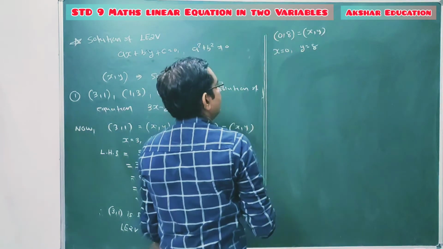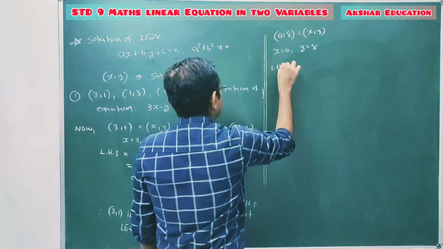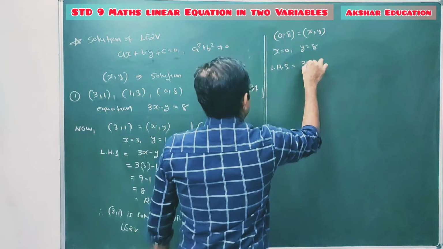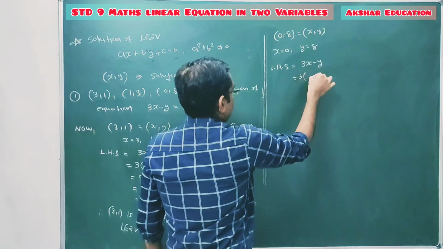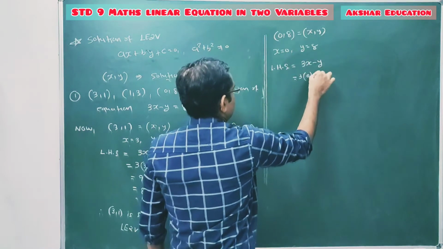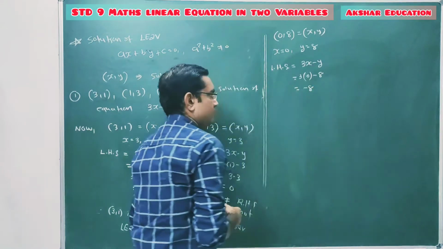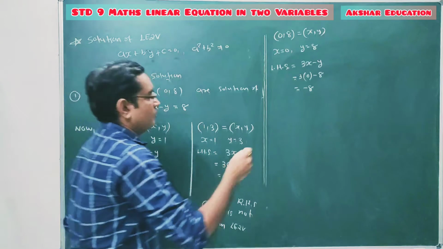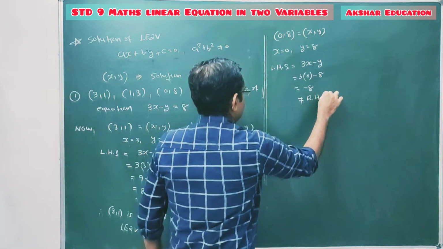Now to check whether this value of x and y are the solution of our linear equation or not, we have to start with the left hand side of this given equation, which is 3x minus y. Now 3 into, put x equal to 0 and y equal to 8. So this is equal to minus 8. Right hand side is 8, not minus 8. So again we are not getting left hand side equal to right hand side.